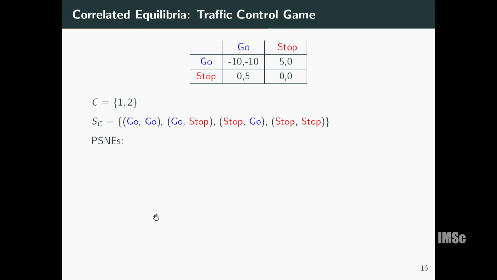This is called the traffic control game. The rules are pretty simple. I think you would have seen it. There are 2 strategies. Imagine there is a junction. You have 2 cars, one from this road and one from this road, and if both of the cars come together, they collide and they both get the utility of minus 10, minus 10. If one stops and the other goes, then the person who is going gets better utility. If both of them stop, nobody is getting any utility. This is okay, right. Now, what are the PSNEs of this game?